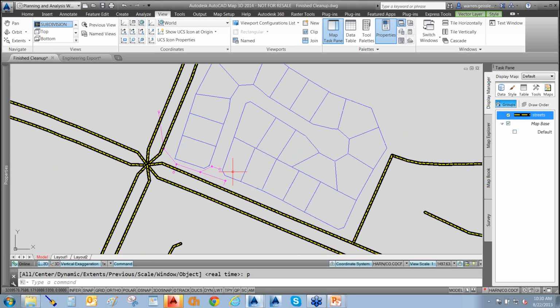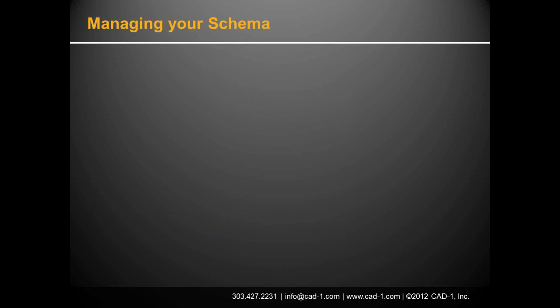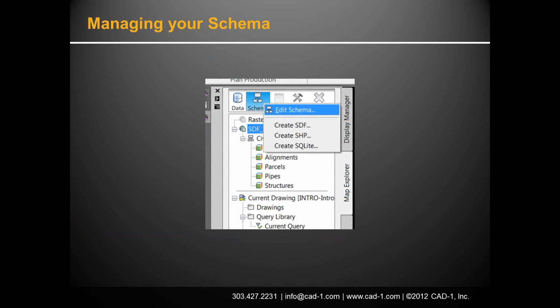Now I want to start pushing it into an SDF. As I showed you earlier in the slideshow, we need to use the map export command and push this into an SDF file. Let me see if I've got anything extra in that slideshow. Can't remember what exactly I put in here. No, that's managing my schema. I'll get back to that in a moment.